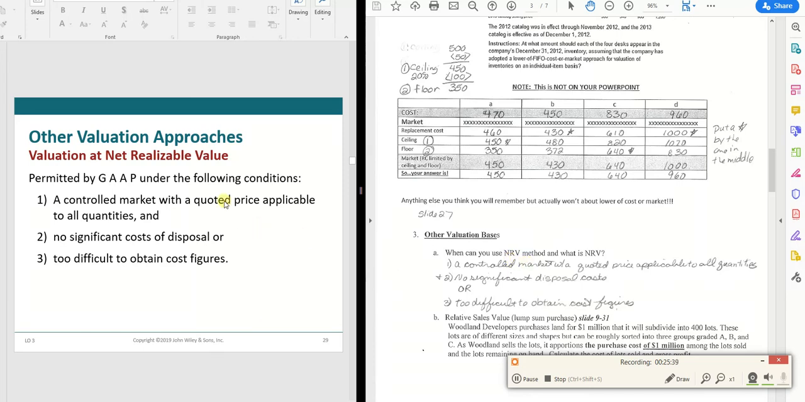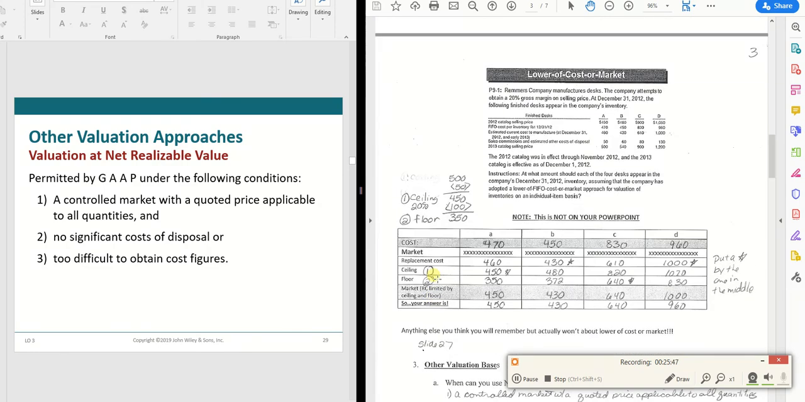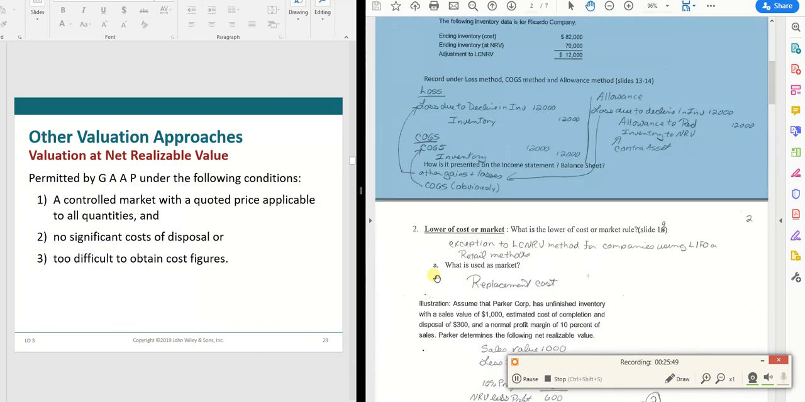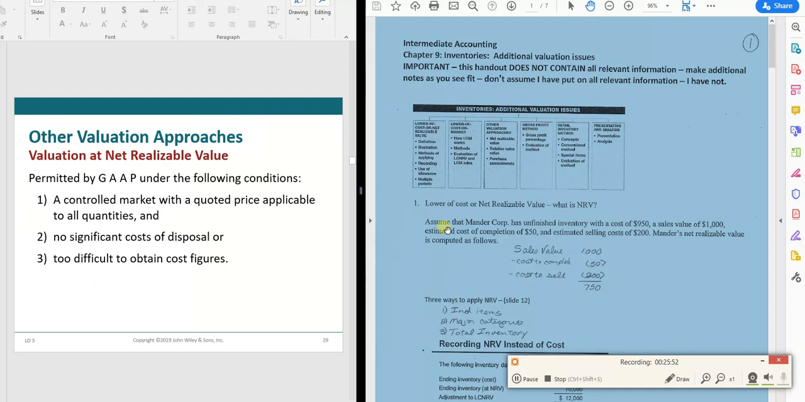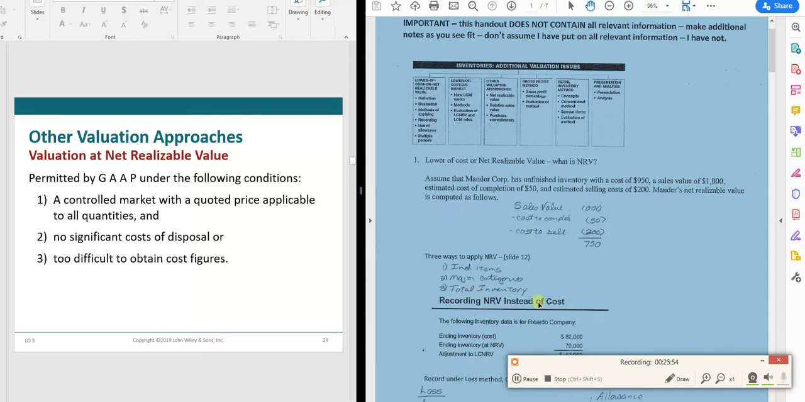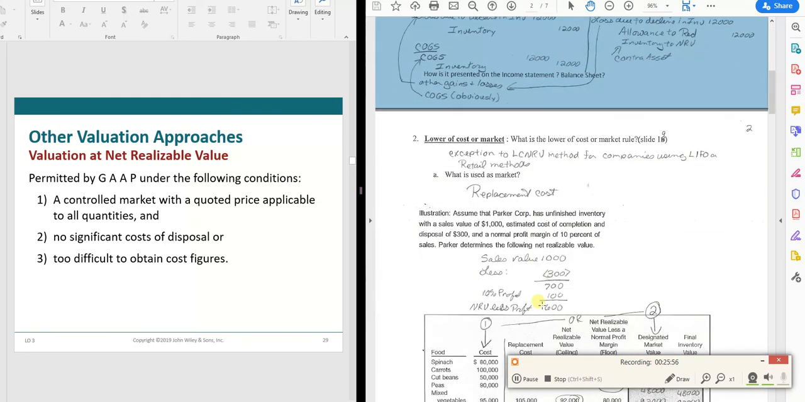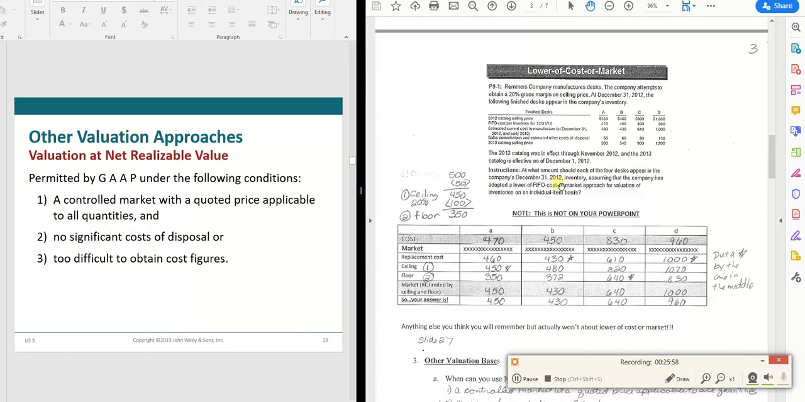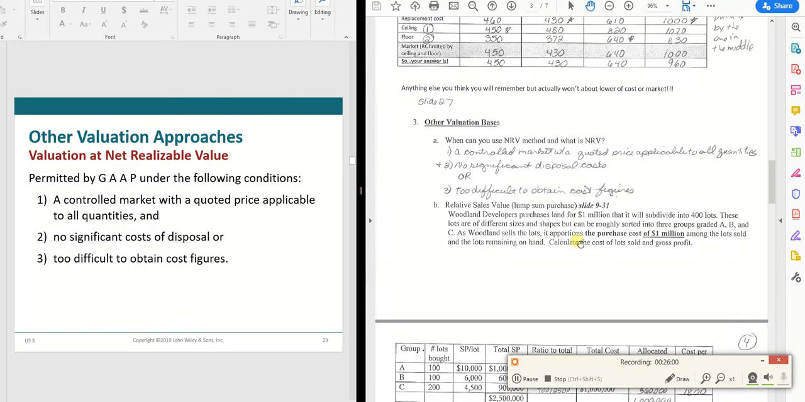The net selling price minus the cost of disposal, I still subtract them even though they're not significant. And you may say they're immaterial. But notice, differentiate that from lower of cost or net realizable value, lower of cost or market, or when do I simply use net realizable value?